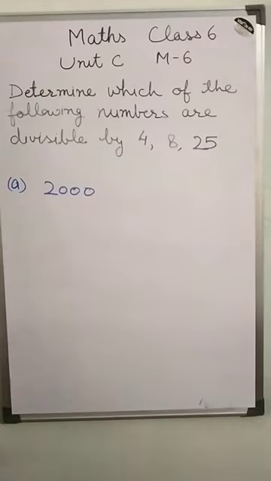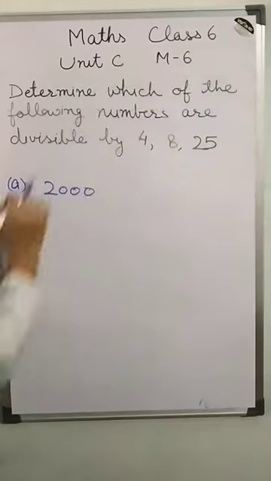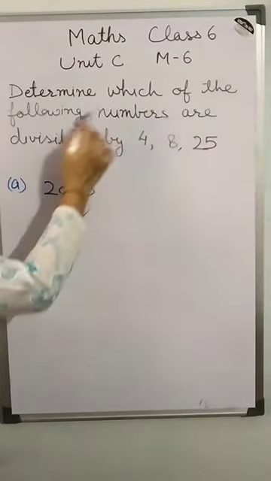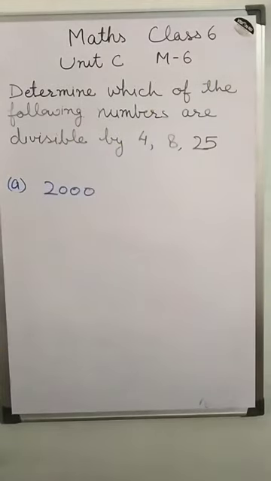Hello everyone. In my last video, I explained the divisibility test. Now let's start the question exercise. In Unit C, Module number 6, the question is: determine which of the following numbers are divisible by 4, 8 and 25. Then how do we find?